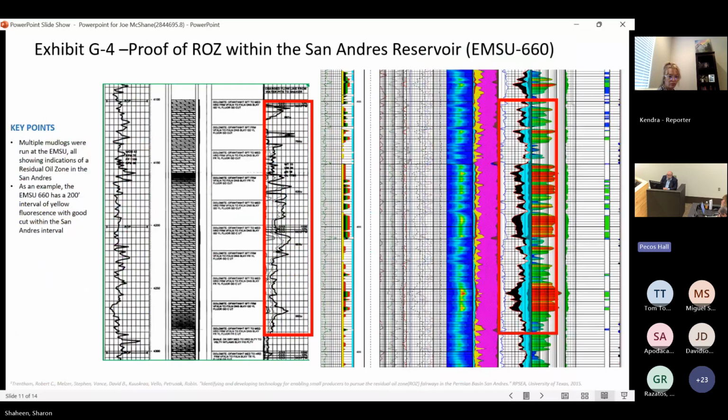Can you describe what is reflected on Exhibit G4? Yes, so Exhibit G4 is one of the wells that NewTek did the analysis on.